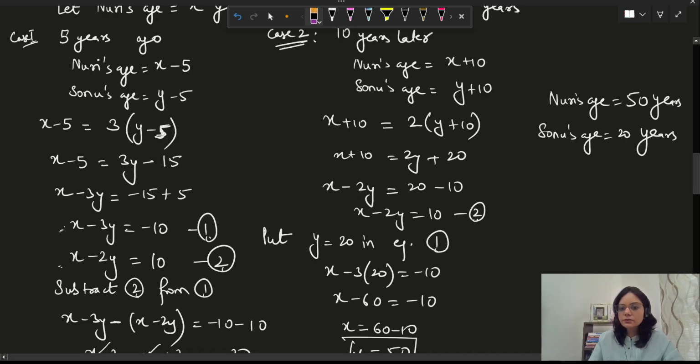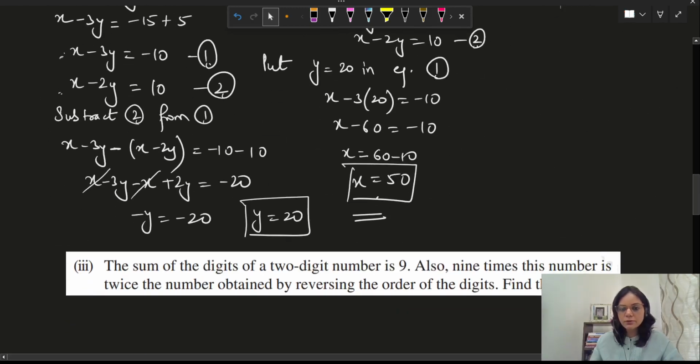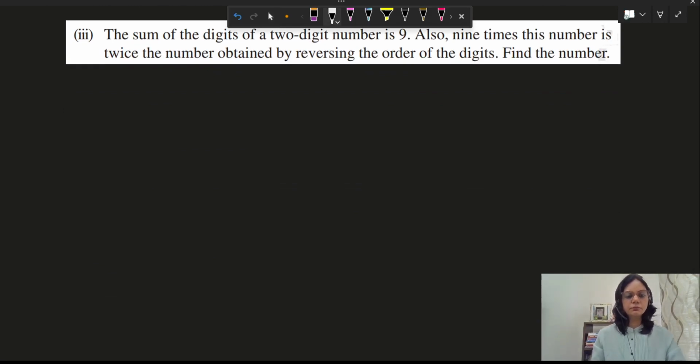Is this clear, students? I hope it is. Fine. Pause the video in between, solve the question. We have done two questions, and then move to the next question, not just look at the video and see how I'm solving. Okay, you have to solve them. Now let's move to the third problem.